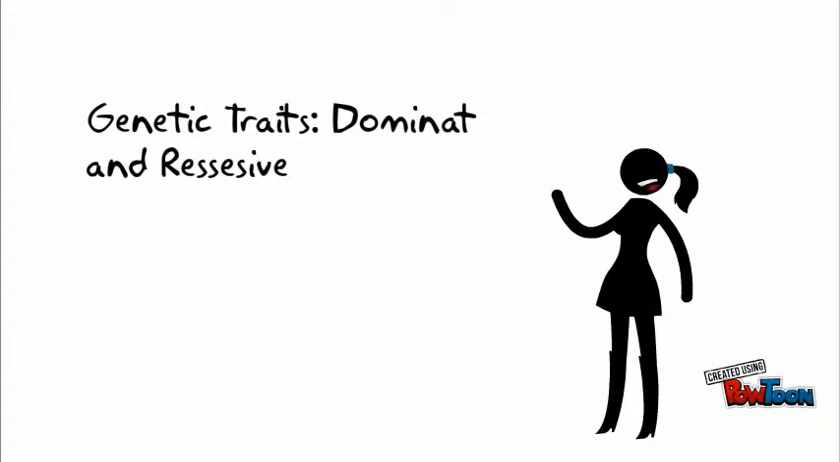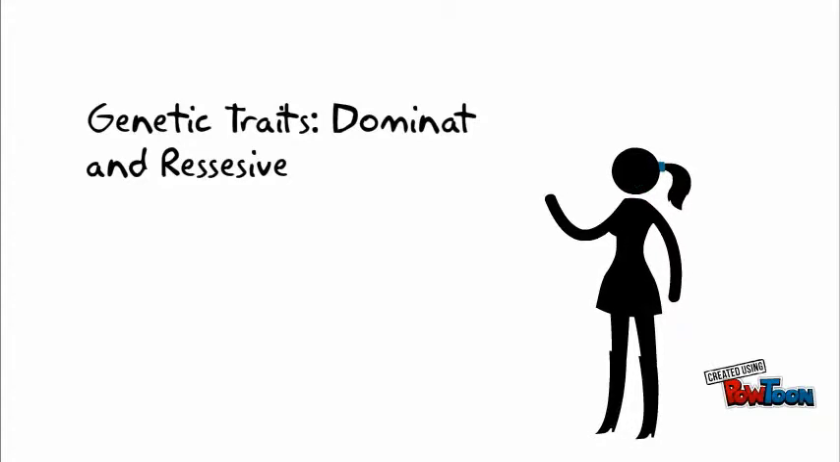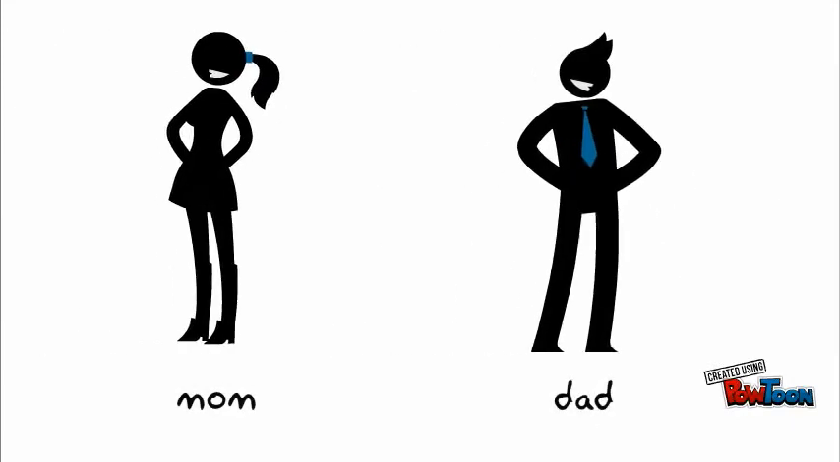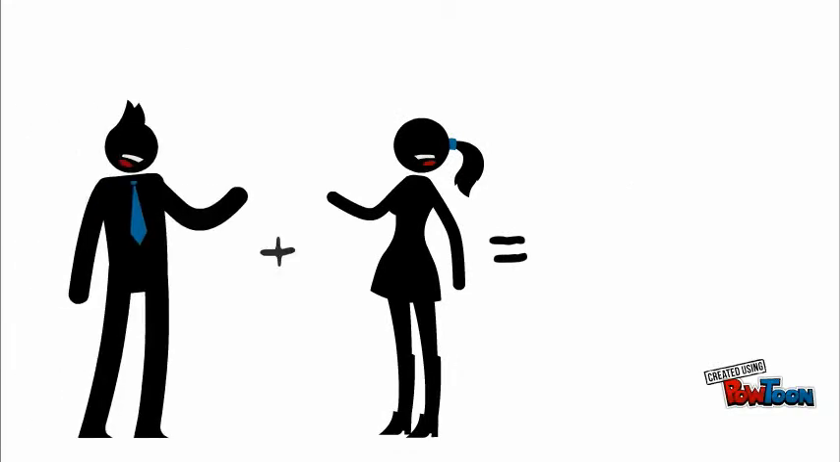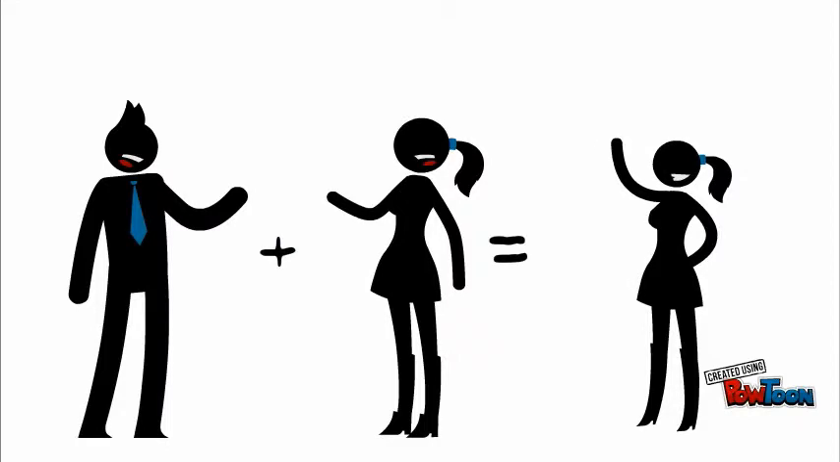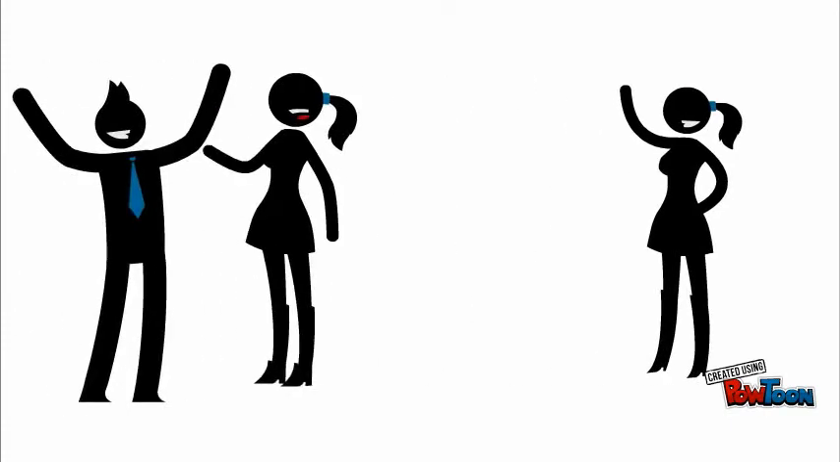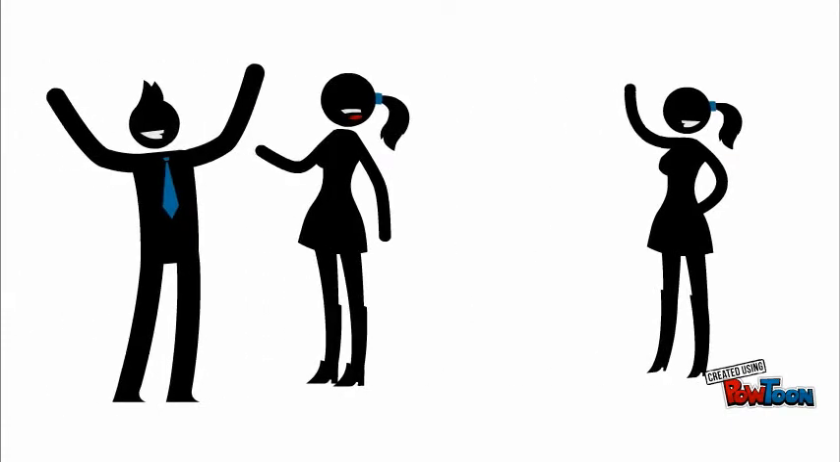Hi guys, I'm going to be talking about genetic traits, dominant and recessive. So, has anyone told you that you look like your mom or your dad? This is because you inherited their traits. As most of you know, you inherit traits from organisms. You inherit traits from your parents.